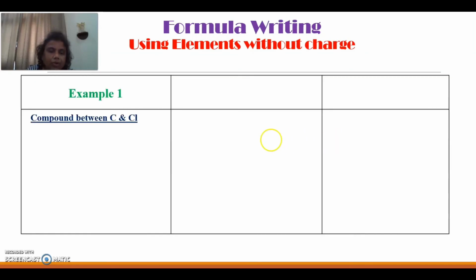Okay, let's start with the first example. I want to write the formula between carbon and chlorine. Remember, chlorine in the elemental form we call chlorine, but if you write this one as an ion, we call it chloride. Okay, and first of all, to write the formula, you have to find out which one is positive, which one is negative. To find that out, you have to use the property called electronegativity. Which one is more electronegative between these two?